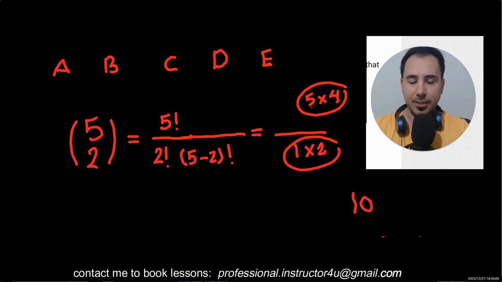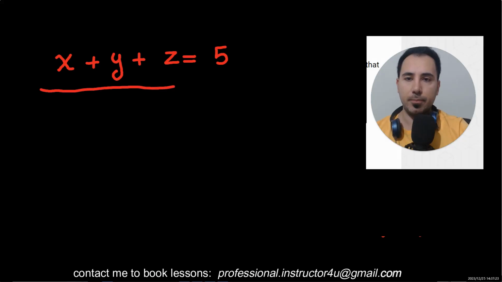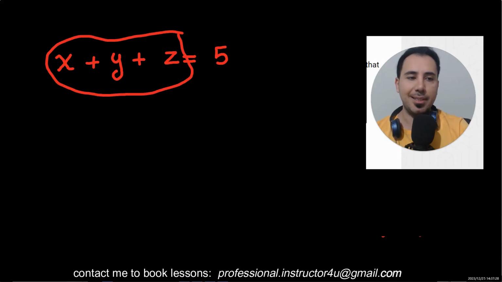Now let's go and deal with the next. Now let's learn when we use the stars and bars. This is an equation. It has 3 variables. How many ways can we answer this?